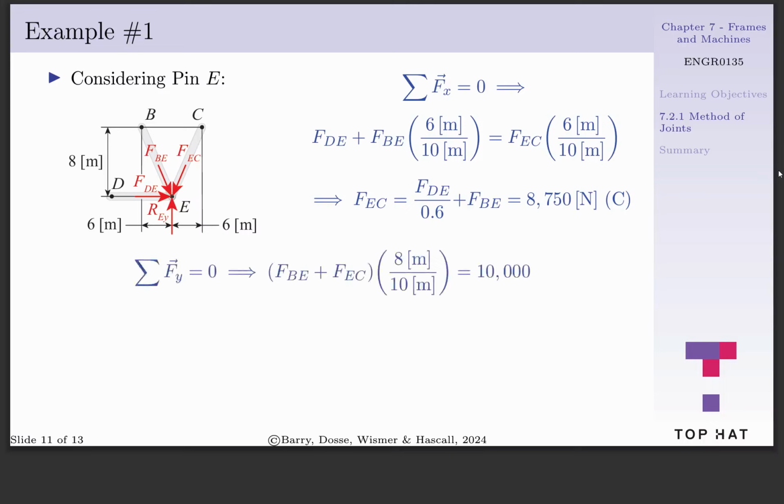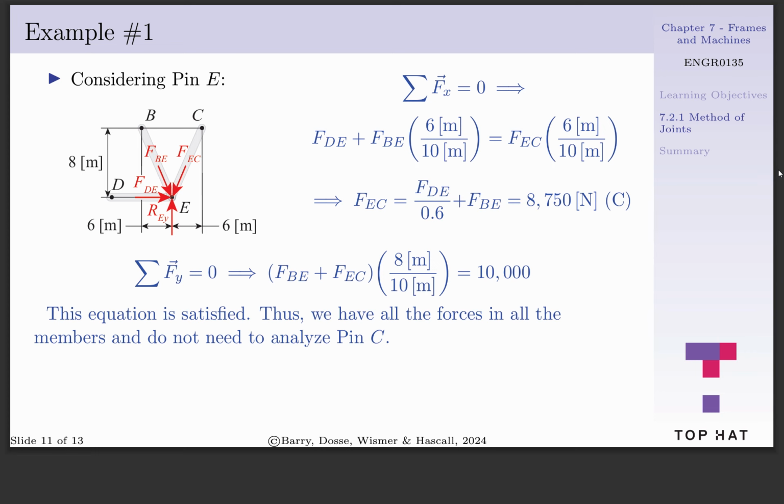As a continuity check, we'll do a summation of forces in the y direction. We'd have the quantity FBE plus FEC times sine theta, which has to be equal to 10,000 newtons. Recall FBE is equal to 3,750 newtons, and FEC is equal to 8,750 newtons, which gives 12,500 times 0.8, or 10,000 newtons. Now, we have all our forces of the members known, and we don't have to analyze pin C.